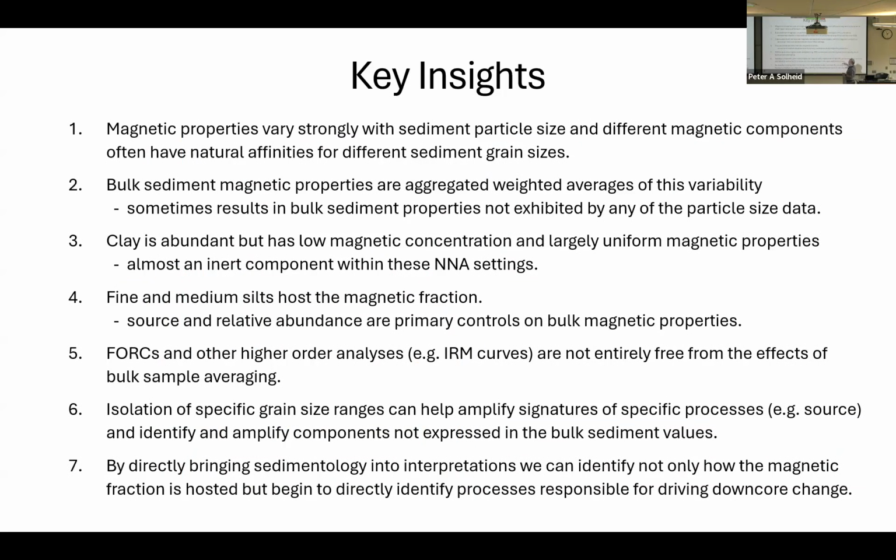Clay is important, but it has low concentration and it's largely uniform. So in our context, not in every context, in these North Atlantic sediments, it's kind of an inert component. Fine and medium silts are really important. And then some of the most surprising things, FORCs and higher order analyses are not entirely free from some of these effects. By isolating specific grain size ranges, we can either amplify signatures that are important for driving the bulk signal, or we can identify and amplify signatures that are actually not even present in those bulk magnetic properties.